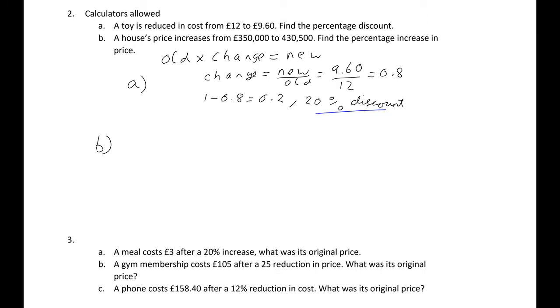B. House price has increased from 350,000 to 430,500. Find the percentage increase. Again, we're going to find change. So, change equals new over old. The new price in this case is the bigger one, 430,500. We divide that by 350,000.